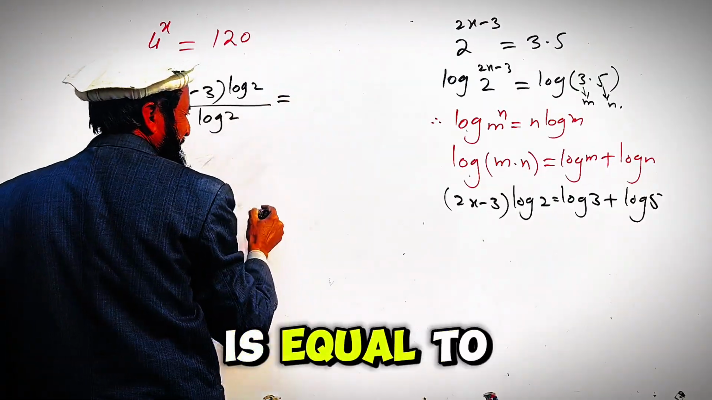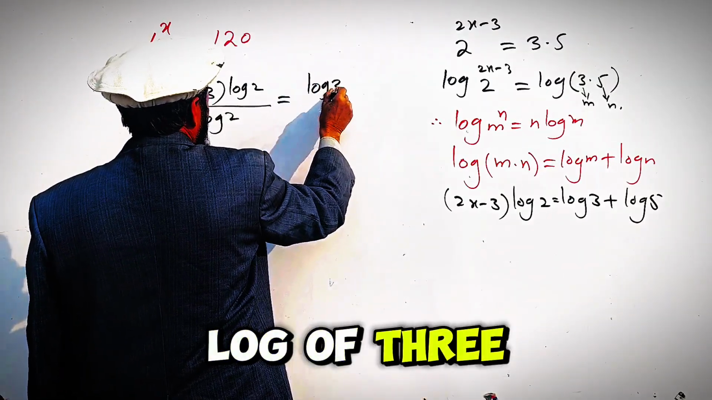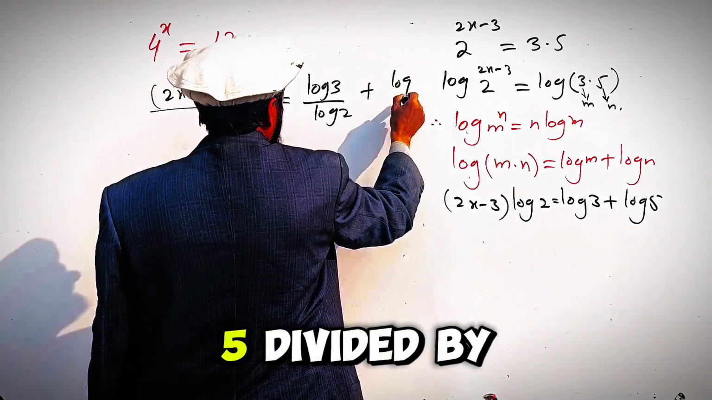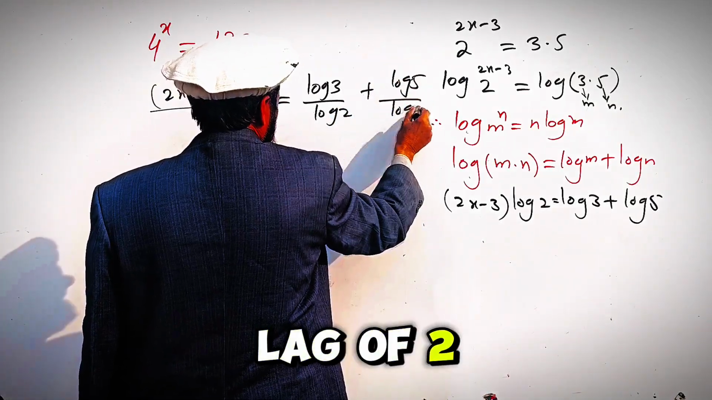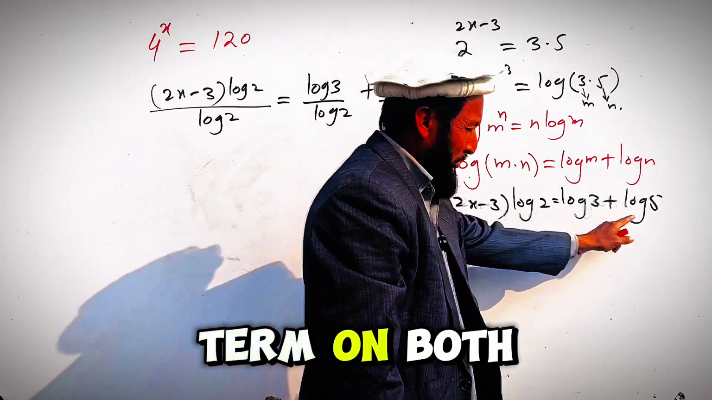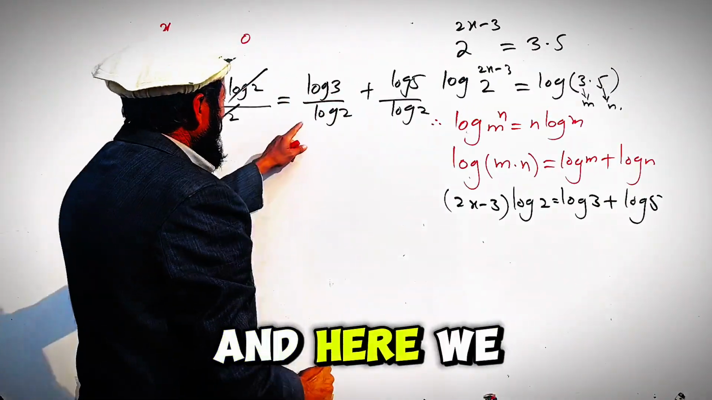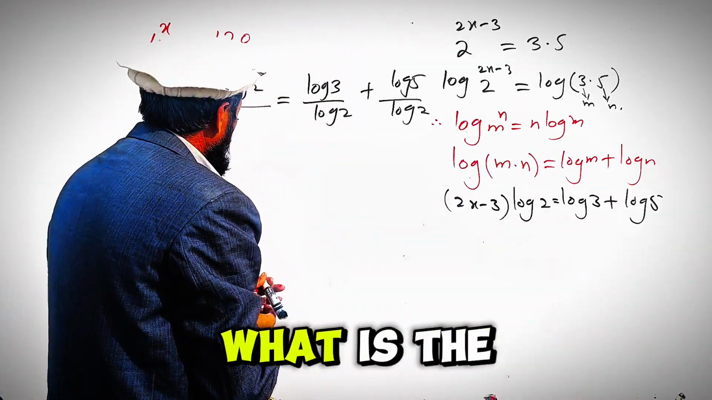Log of 2 is equal to log of 3 divided by log of 2 plus log of 5 divided by log of 2. We divide this term on both sides. Now this will be cancelled, and here we are using the base law. What is the base law?